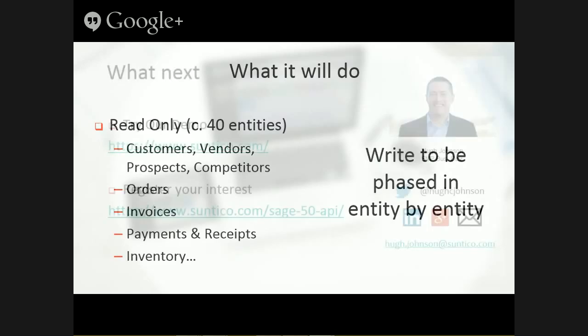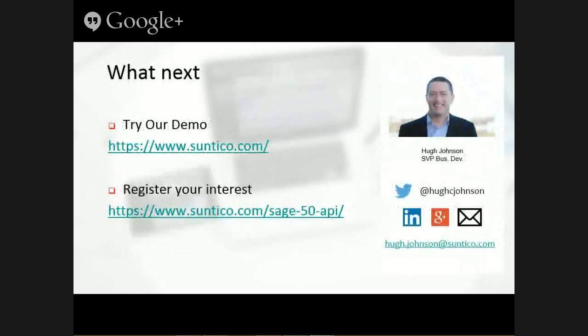So what to do next if this appeals for you? Well, what I would suggest is you go to our website, go to suntico.com, and try out the demo account that's there, which is already populated with data, and you'll get a sense of the kind of data that will be available there. I admit, actually, in the live API, when it goes live, we'll actually have some more information other than the data that's actually there. For example, receipts and payments will also be in there, and inventory.